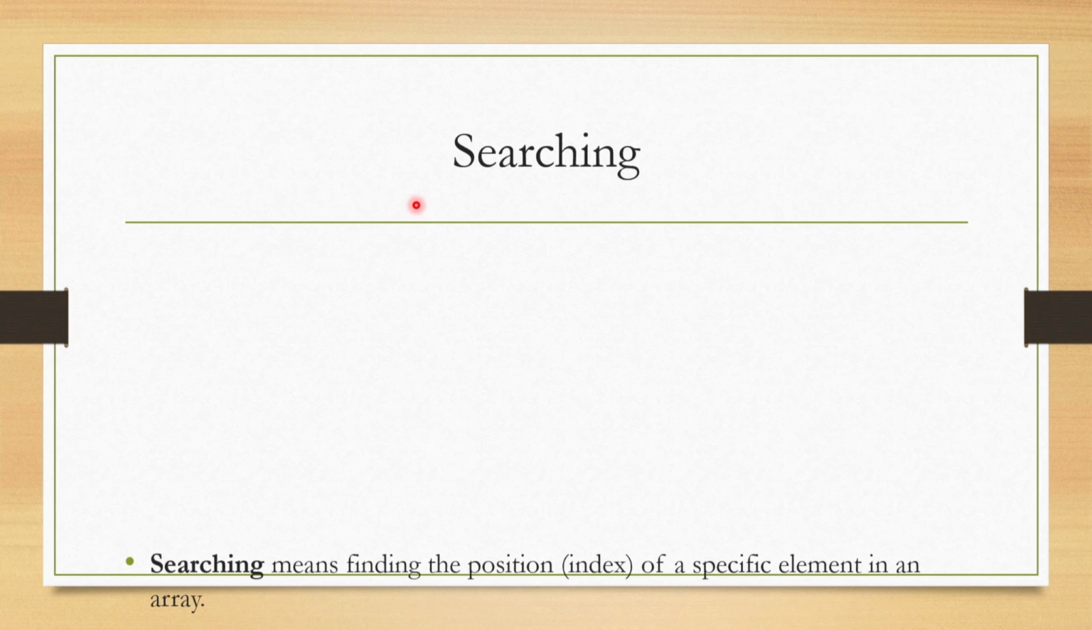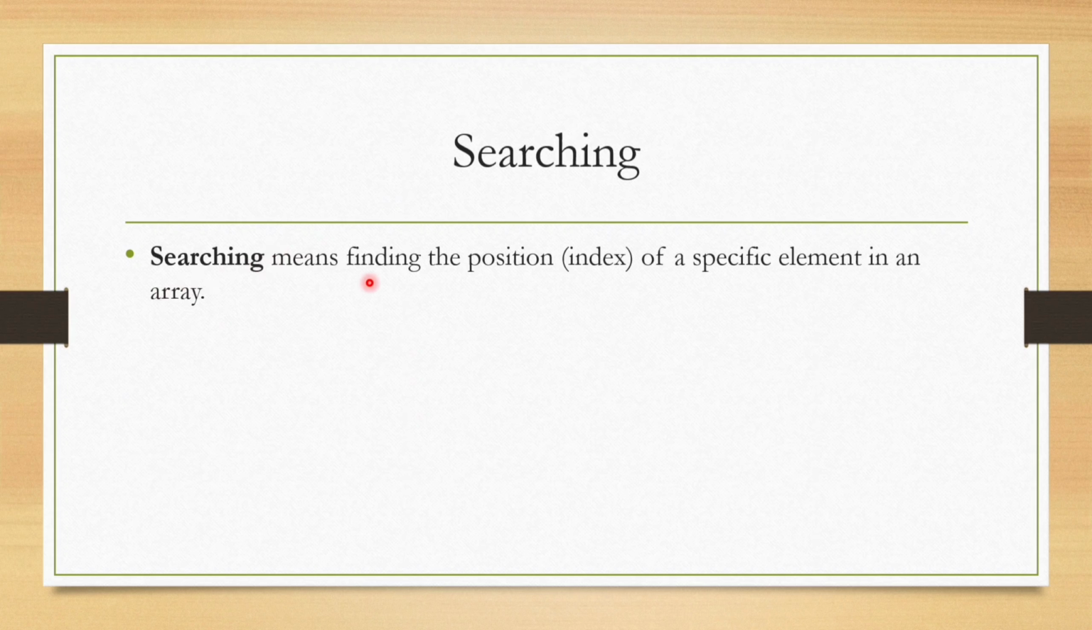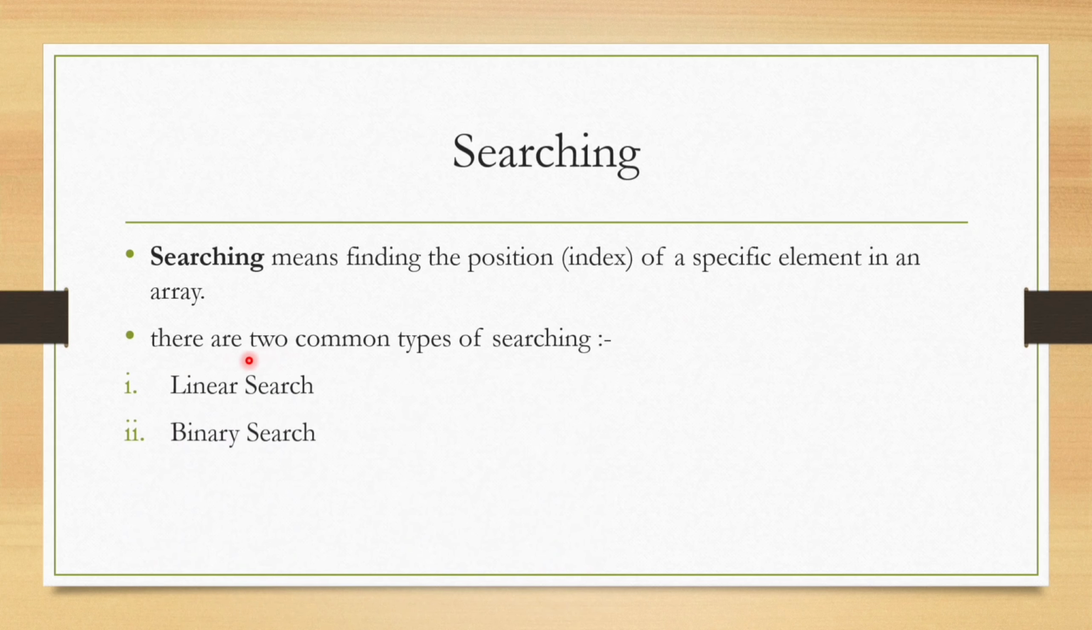Next, we have searching. Searching means finding the position of a specific element in an array. There are two common types of searching, which are linear search and binary search. Linear search operates on an unsorted array, but binary search operates on a sorted array, and it is more efficient than linear search. Now let us write code for both linear search and binary search.